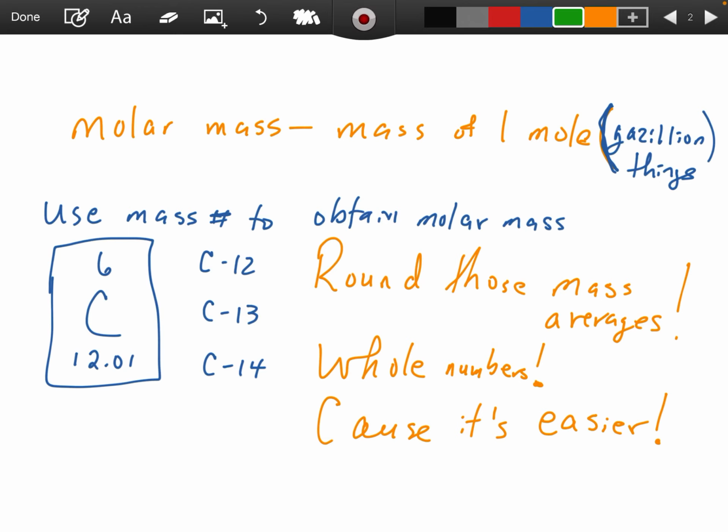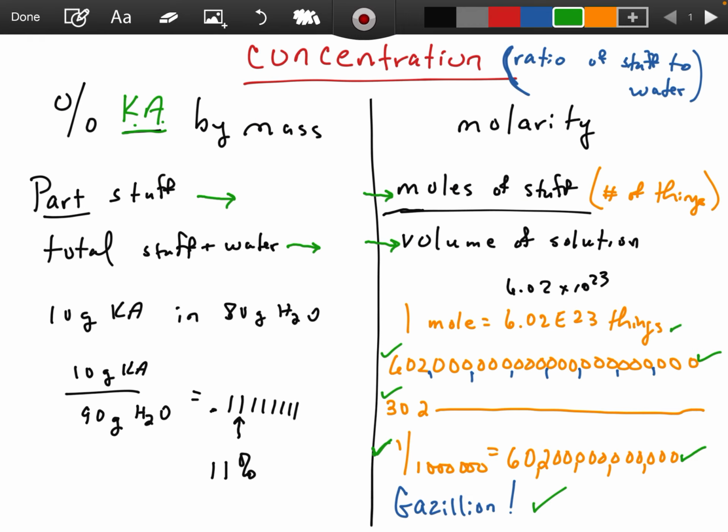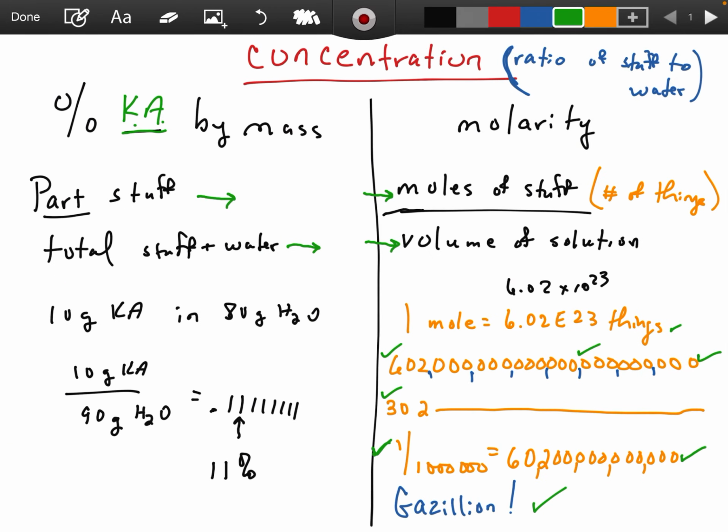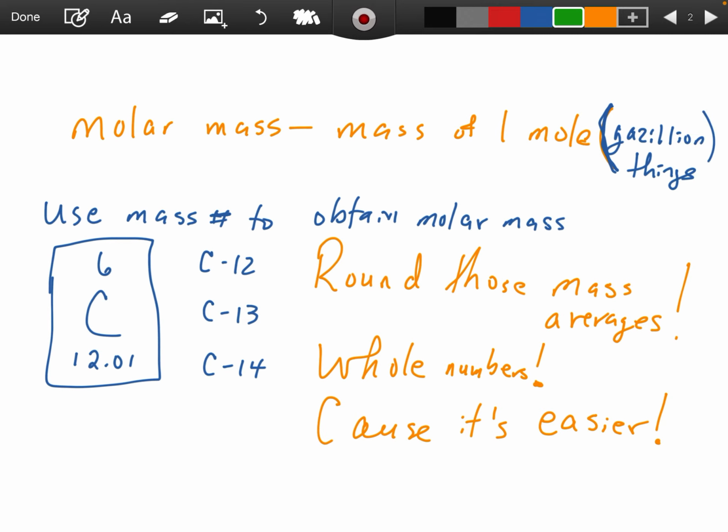Now, since we're dealing with moles, you're going to have to find the molar mass. We don't count particles out. We weigh a collection of particles. It would take too long to count particles out. If you wanted to count this many particles, it would take you billions and billions and billions of years. So molar mass, the mass of 1 mole, or the mass of a gazillion things. Now, the way that we created this, chemists and scientists all sort of sat down and created a system. We use the mass number from the periodic table to obtain the molar mass.